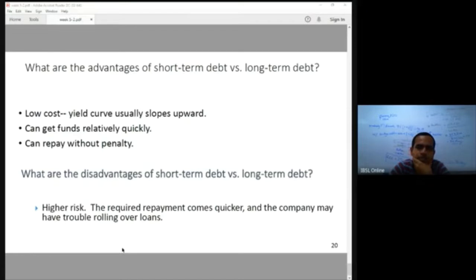Disadvantages: short-term versus long-term. If you have a long-term facility, then you're guaranteed that the facility will remain until it matures. But if it's short-term, all of a sudden the bank might say, we are unable to lend. We don't lend anymore. So the risk is higher. The required repayment comes quicker, and the company may have trouble rolling over loans. So subject to that, you have to decide whether you're going for long-term or short-term.